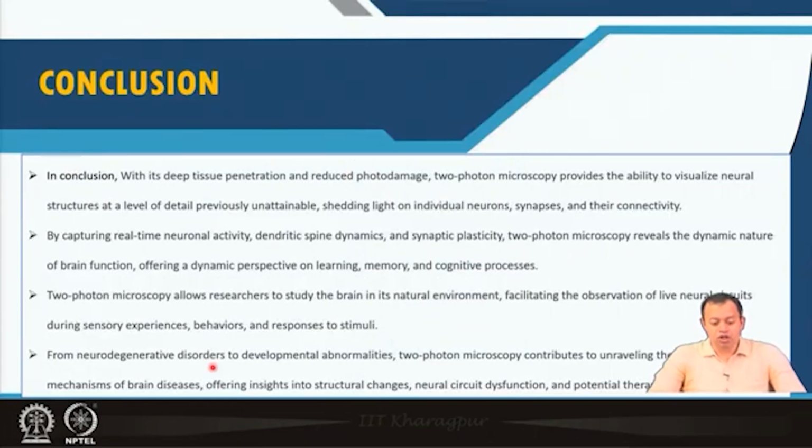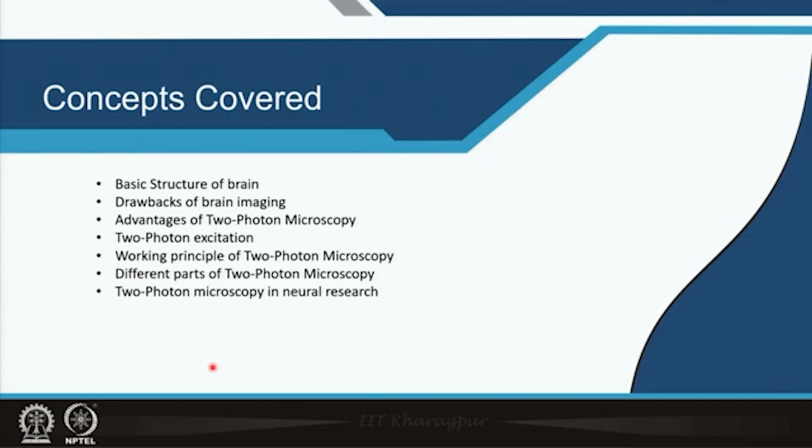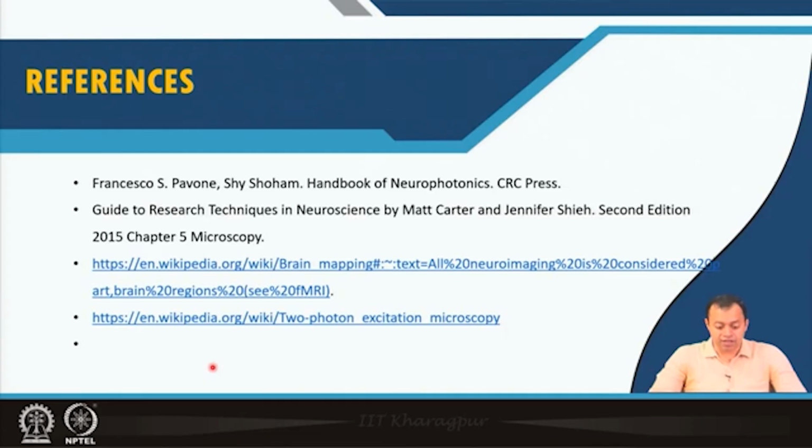So, in conclusion, with its deep tissue penetration and reduced photo damage, two photon microscopy provides the ability to visualize neural structure at a level of detail which was previously unattainable. Very helpful for detection of neurodegenerative disorders. It can allow researchers to study the brain in its natural environment, and individual parts of the nervous system could also be detected. So, these are the topics that I covered today, and these are my references.